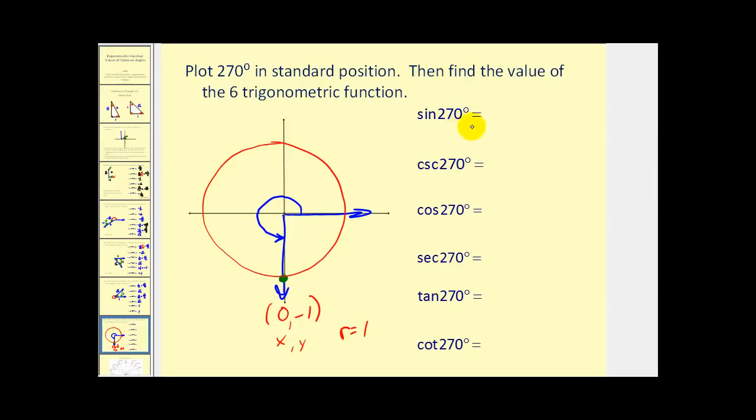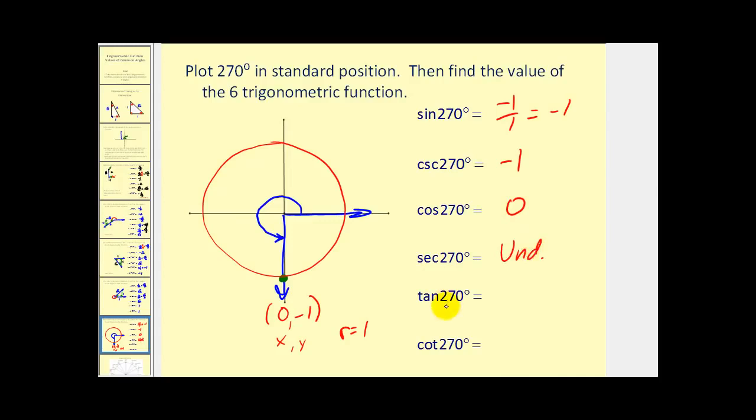So just to refresh your memory, sine theta is equal to y/r. So here we'd have -1/1, which is equal to -1. The reciprocal is also -1. Cosine theta is x/r, which would be x/1, or just x, which is equal to 0. Remember the reciprocal of 0 would be undefined.